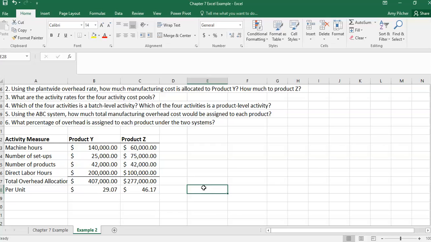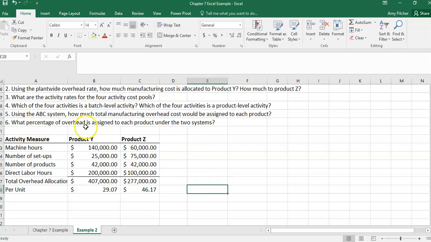Some might say, oh, I'm not going to use ABC costing because it doesn't follow GAAP. However, the only reason it doesn't follow GAAP is if we combine non-manufacturing costs into it. In this example, we're only looking at manufacturing costs, so it's the same overhead that would go into a system under both methods. It does follow GAAP if we only include manufacturing costs in our product costs.